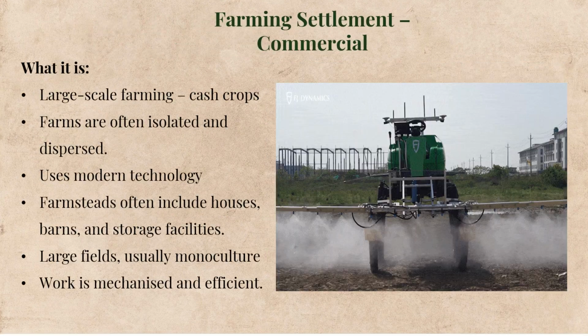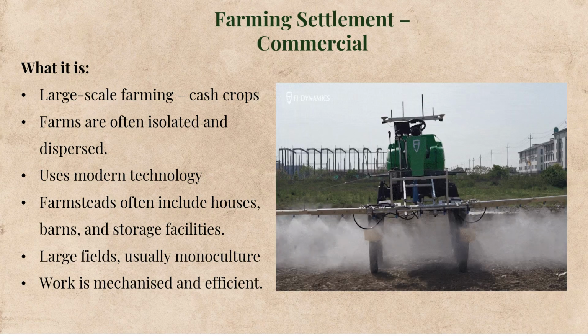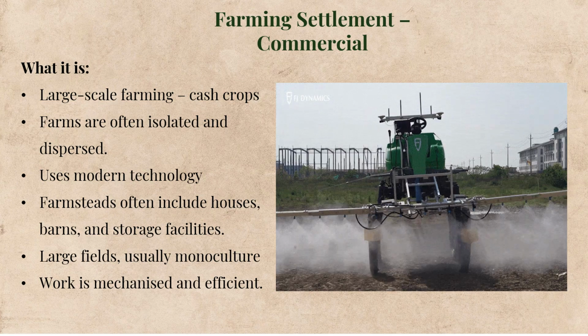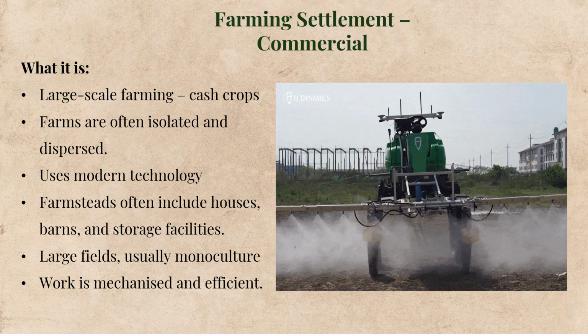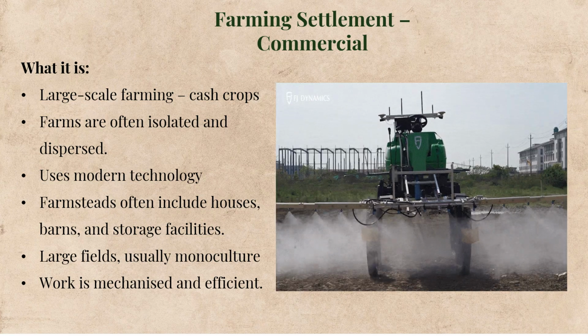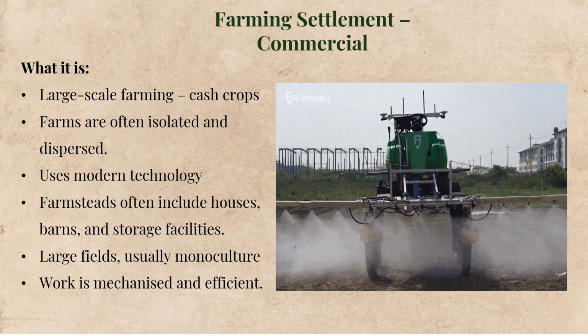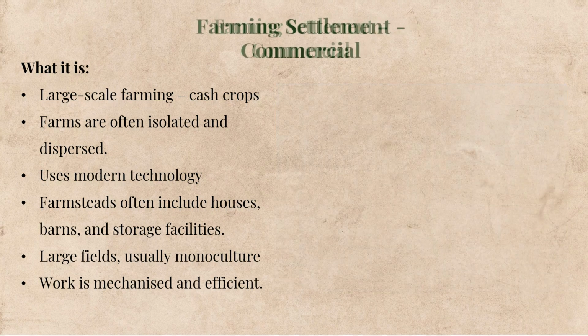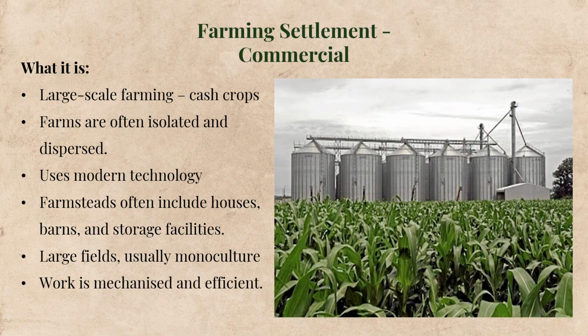The next type of farming is commercial farming. This is large-scale farming where crops are grown for profit. These crops are known as cash crops. These farms are usually isolated because they need large plots of land that is near necessary resources like fertile soil. They use modern technology, as you can see in this video, like tractors, computerized irrigation, and harvesters. So machines replace manual labor, unlike in subsistence farming.